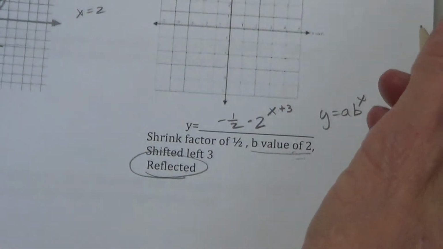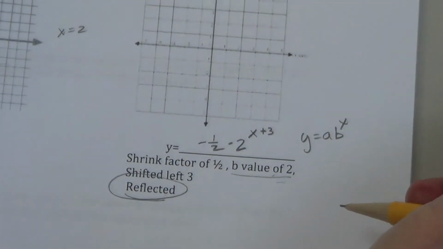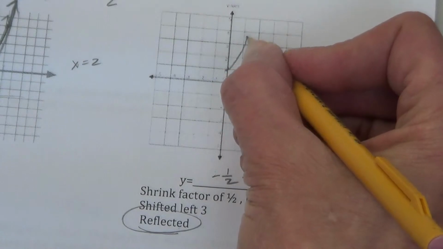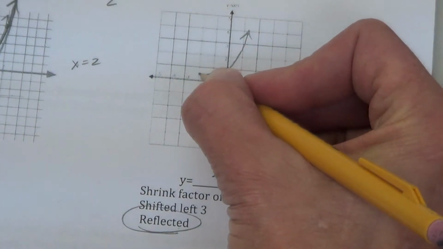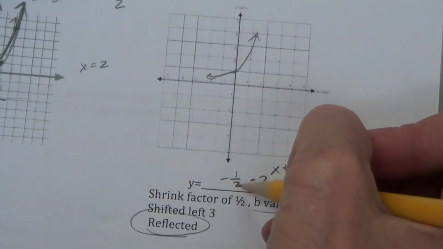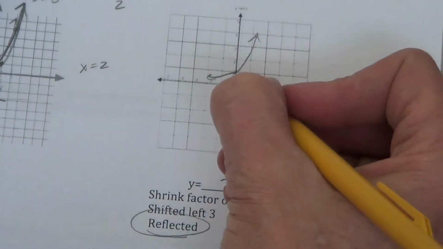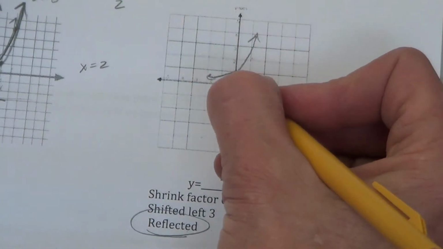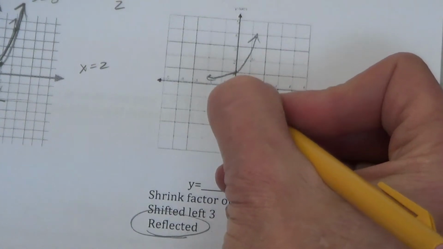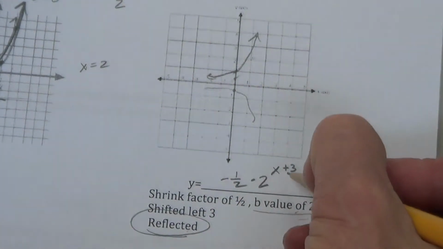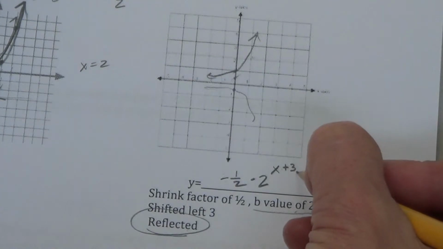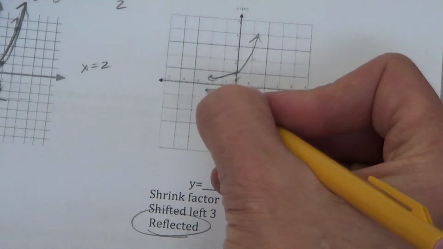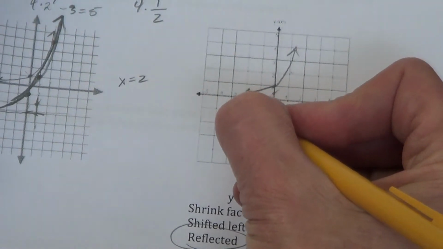So if we picture this, where it's got the b value of 2, we know it's still a growth. This is the parent function going like this. We're going to reflect it, and we're going to shrink it by 1/2. So shrinking by 1/2, the points would be half as close. Reflected would be that it's down here. But now we need to shift it 3 to the left, so we're going to back up and go 1, 2, 3.